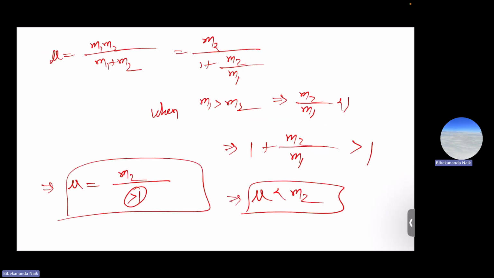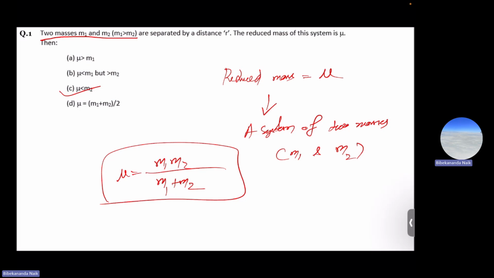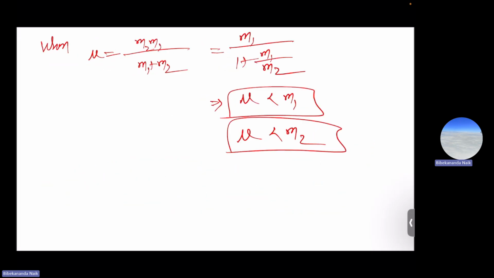So if you see the options, mu less than m2 is the correct option. The option saying mu is less than m1 but greater than m2 is not correct. Again, that is not correct. And (m1 plus m2) divided by 2 is also not correct. So the correct option will be option C, mu is less than m2.